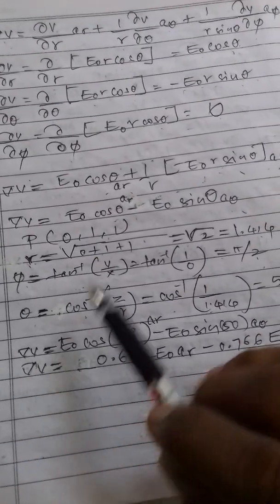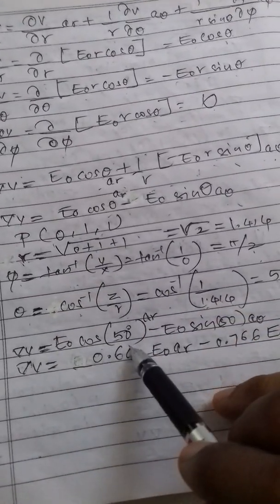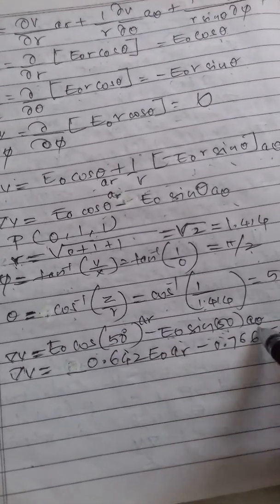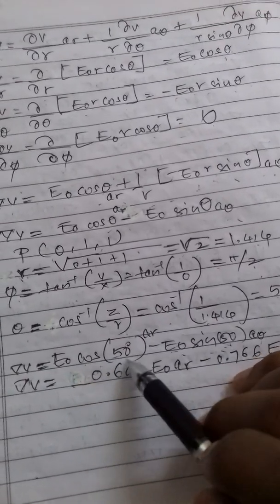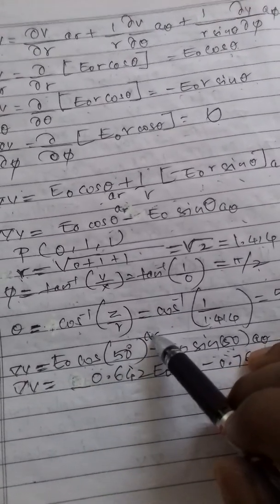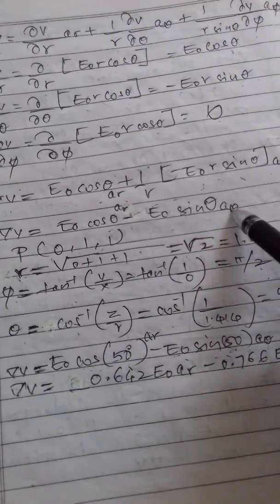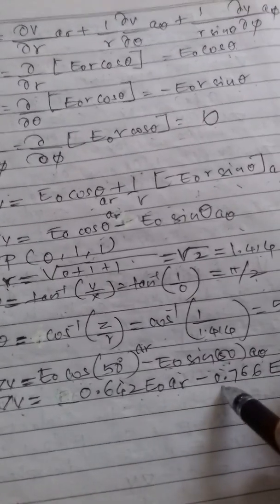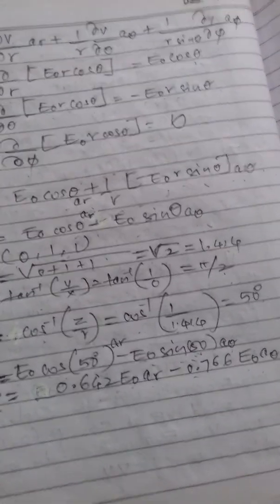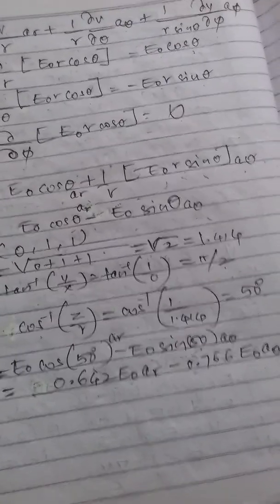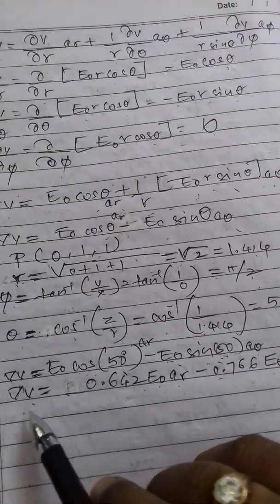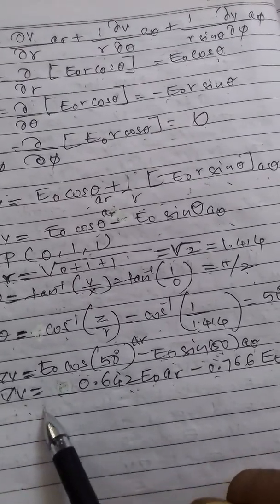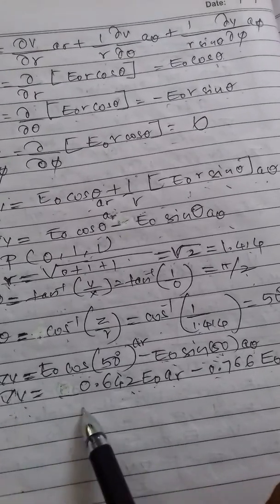Now del V is equal to E0 cos θ a_r minus E0 sin θ a_θ, so that del V is equal to 0.642 E0 a_r minus 0.766 E0 a_θ. That is the gradient of potential for the given potential at the point P.